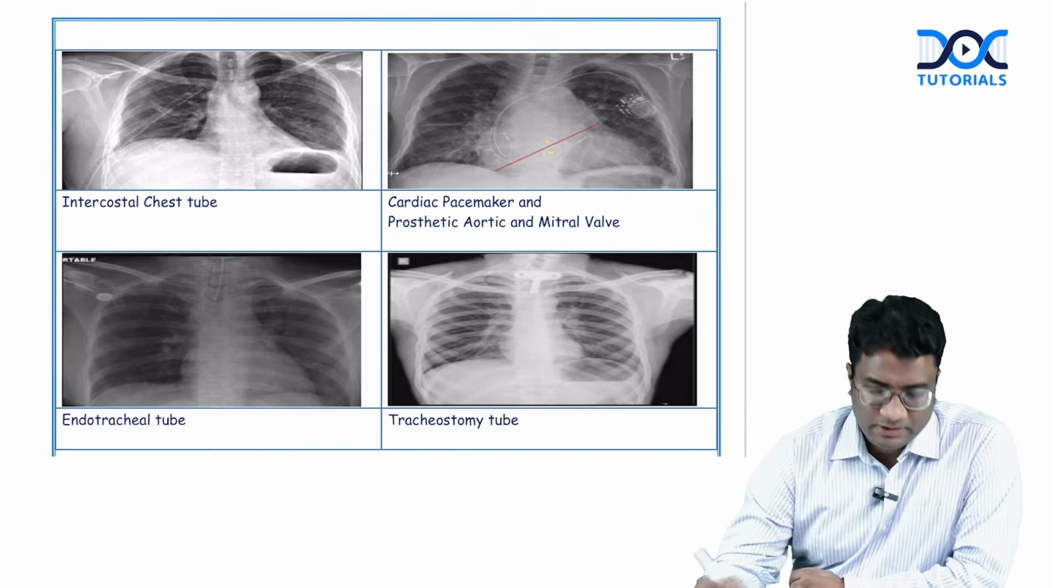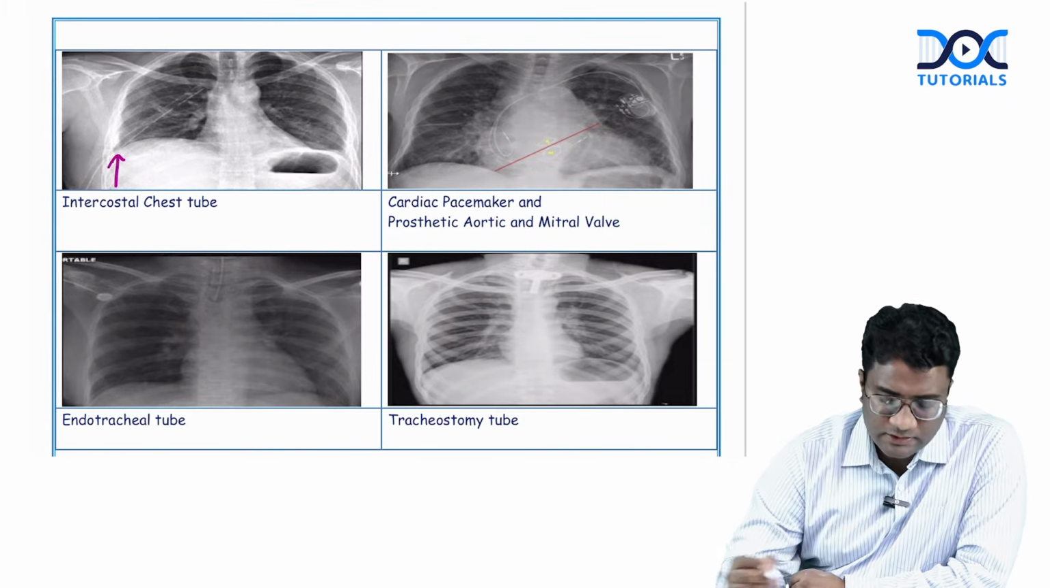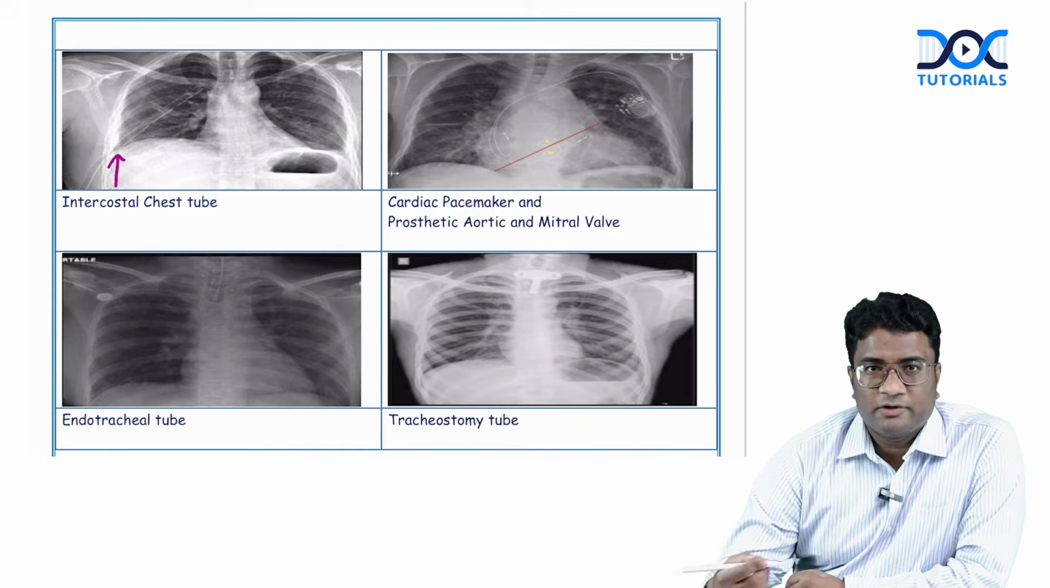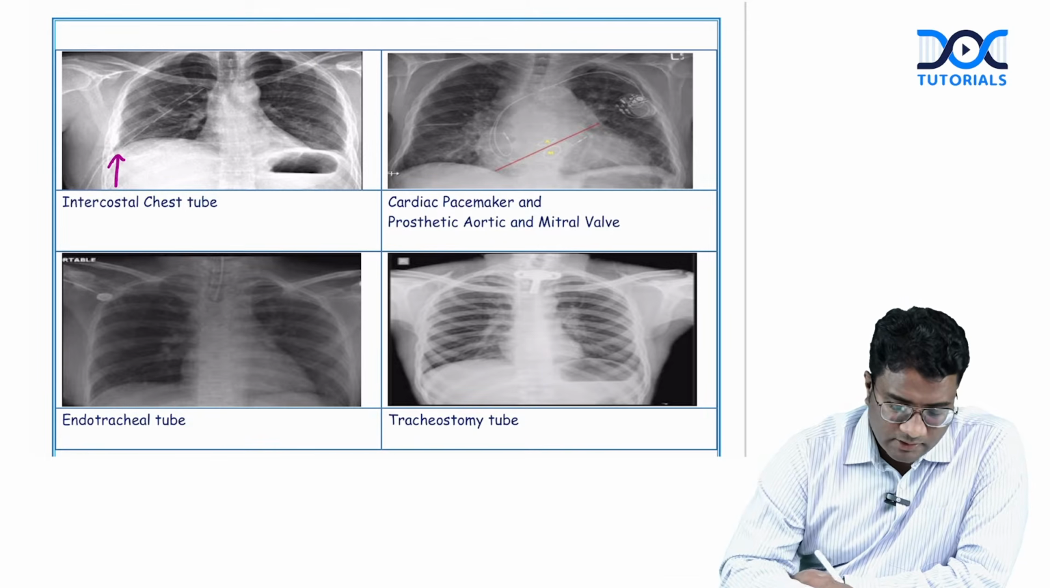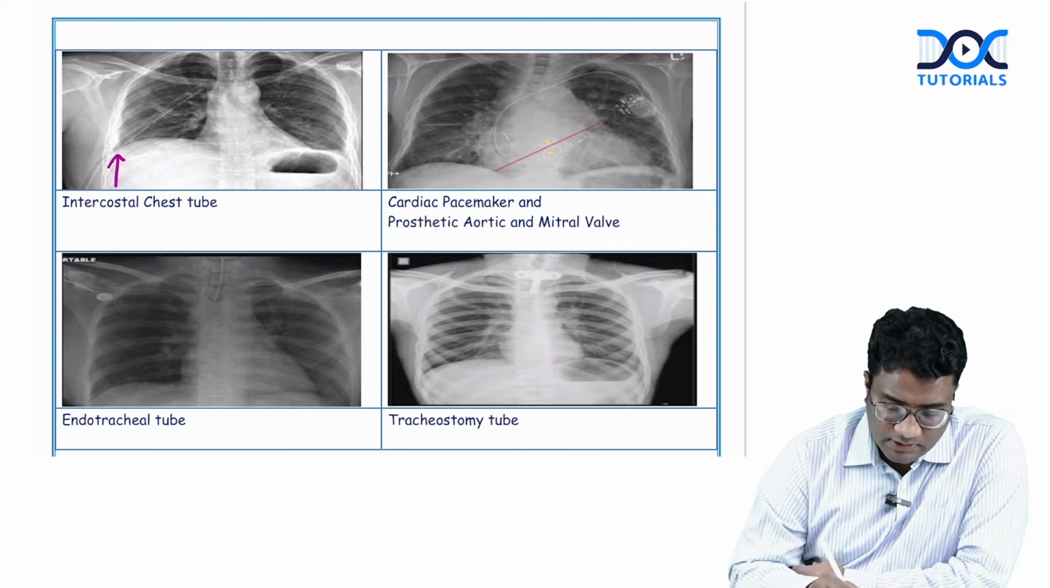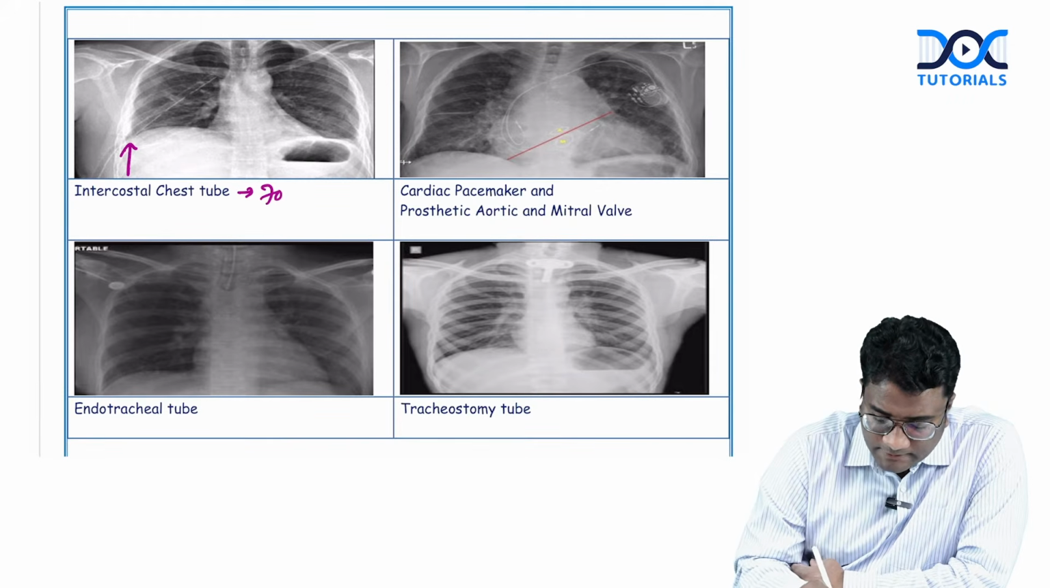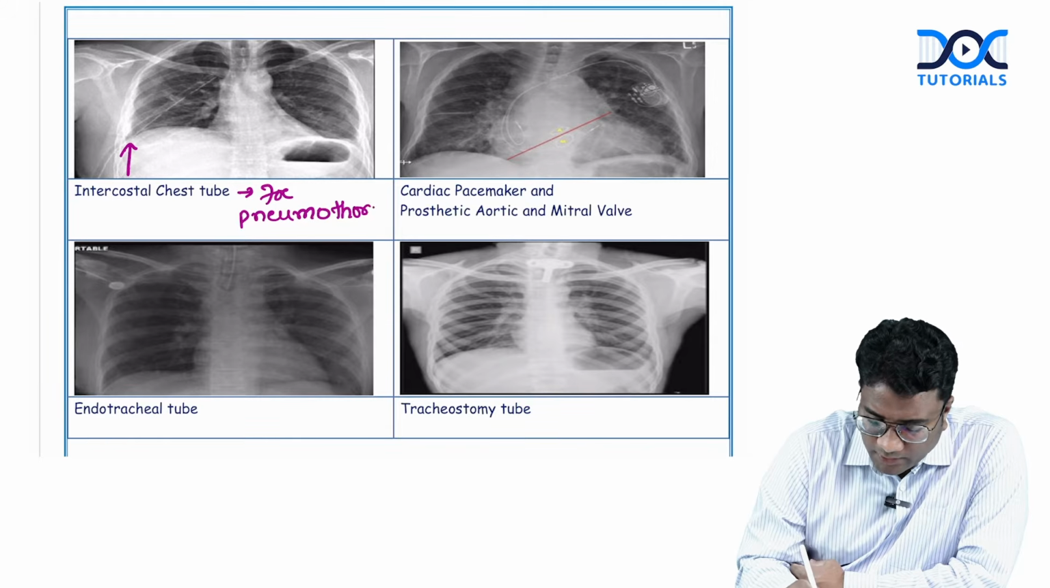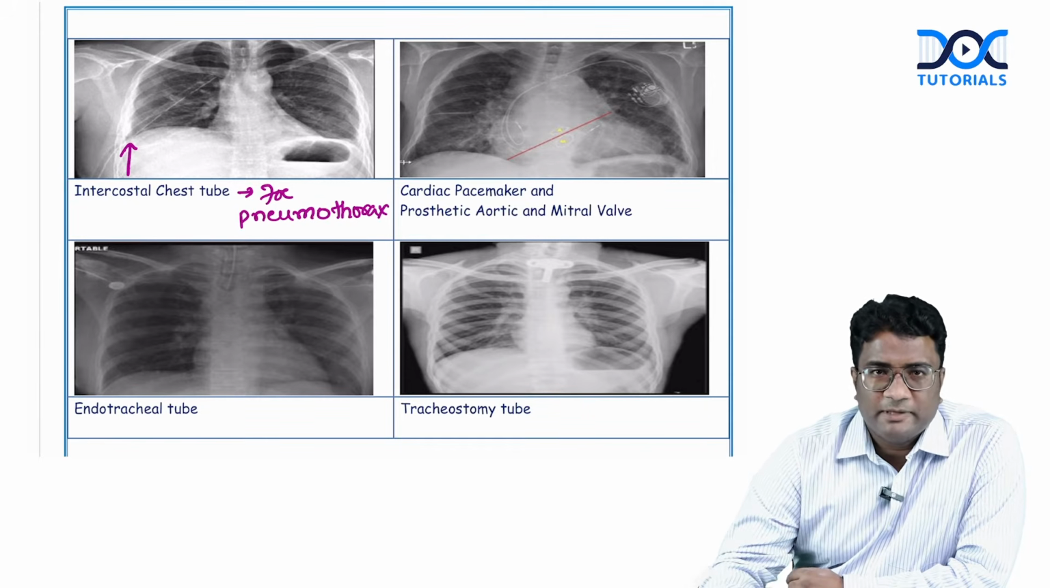Now look at this image. This is how you have the intercostal chest tube, which is placed for treating the pneumothorax. The chest tube is directed upwards, so this is placed for pneumothorax. If it was placed for pleural effusion, it would have been directed downward, but if it is placed for pneumothorax, it will be directed upward.